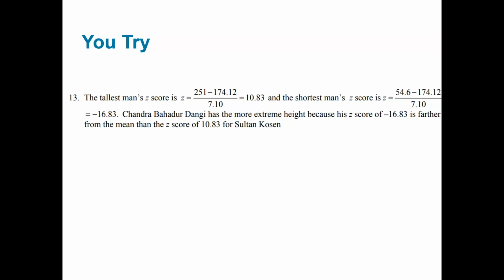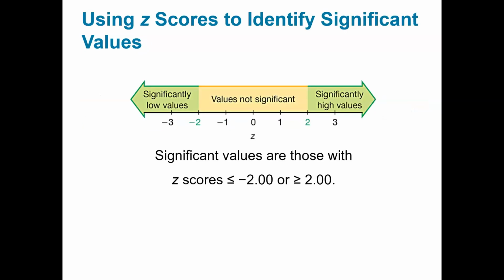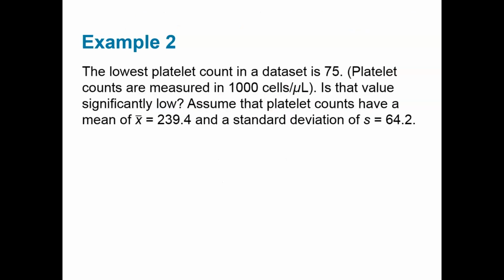And there you go. So we can use z-scores to identify significant values. Now remember that significant values are those where the z-score is less than -2, so we're going in this direction, or greater than 2. Again, our mean is going to be a z-score of 0. So the lowest platelet count in a data set is 75. Is that value significantly low? So that's what they really want to know. Is it low? Significantly low.